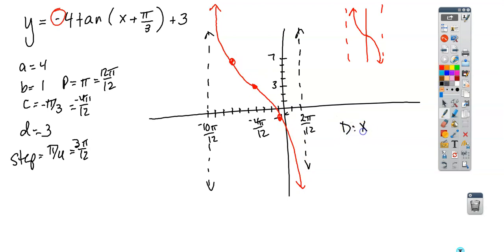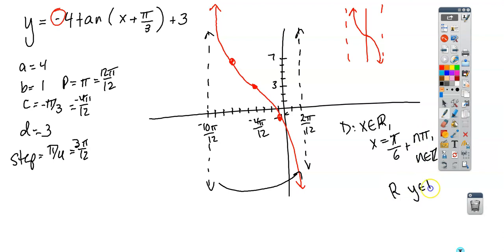Domain, all reals for x, except, let's see, I'll pick this asymptote. Again, it doesn't matter which one, and that would reduce to π/6. It happens every full period. The period was π, so every π n or n π, it doesn't matter the order there. And then, of course, my range is y is all reals, or -∞ to +∞. Okay, so that's tan. Tan is the harder one.